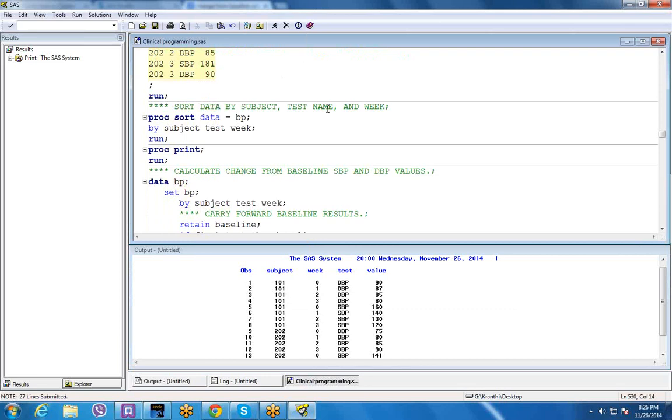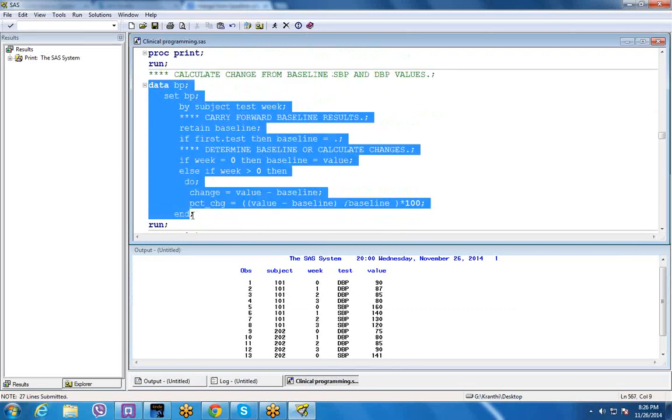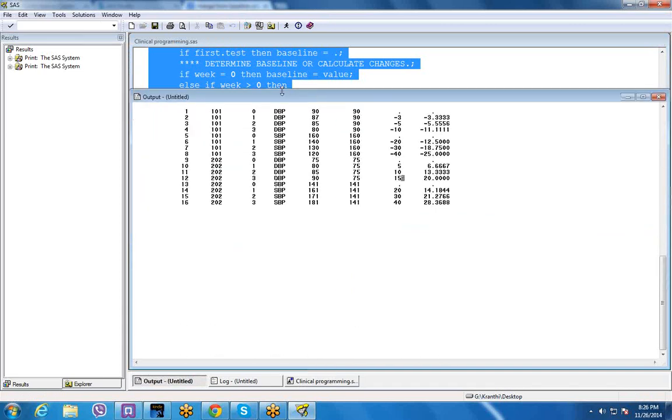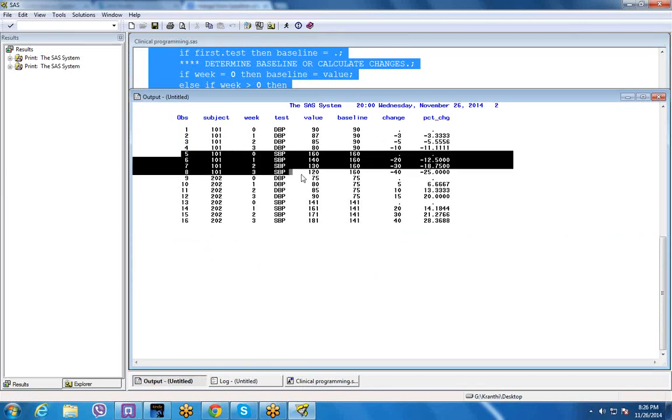Now we have a program here. I'm not going to explain the program because this is very basic SAS only. So you need to check that one. Submit. Now see the output. It's giving you the change from baseline. Okay, so what's the change in the systolic? I'm just taking only one. Initially baseline is 160. -20, -30, -40. So in the first week -20, second week -30, third week -40.